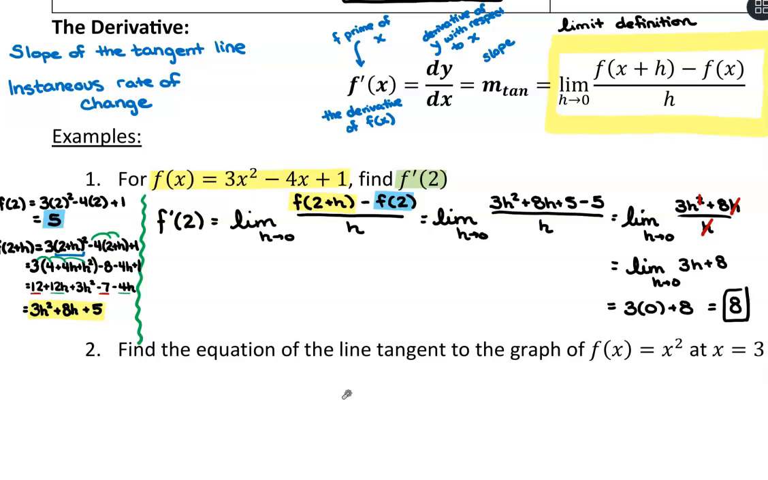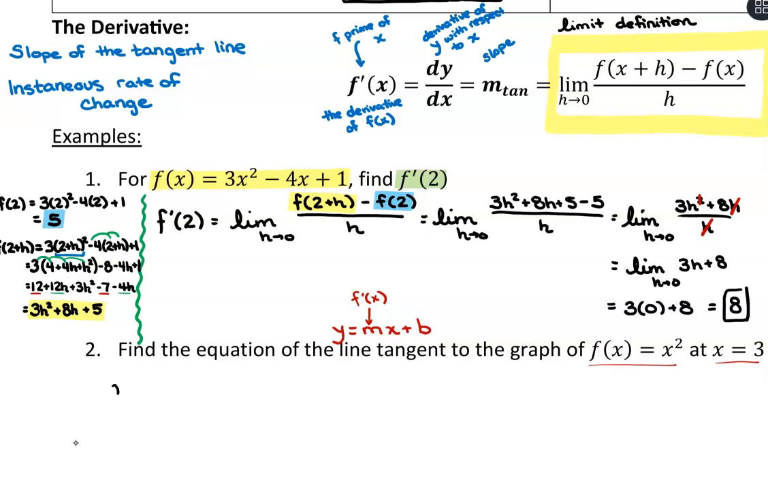Okay, one more example here. We're going to find the equation of the tangent line. So with this one, where it's going to differ is this was just finding the derivative. Finding the equation of the tangent line is finding an equation y equals mx plus b, where our slope relates to the derivative. So we have our function is x squared. We're going to evaluate at x equals 3.